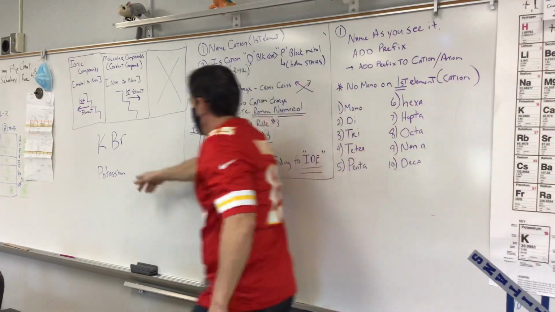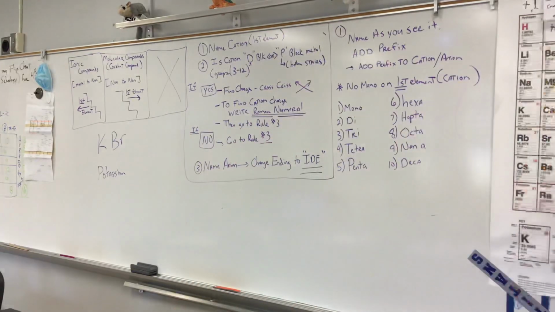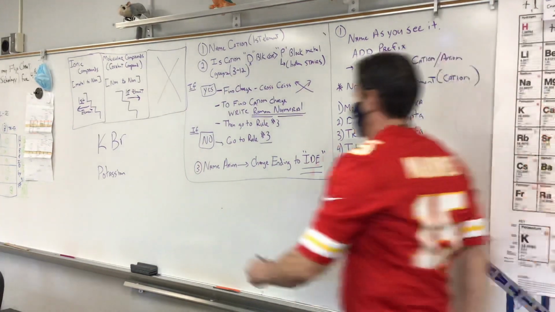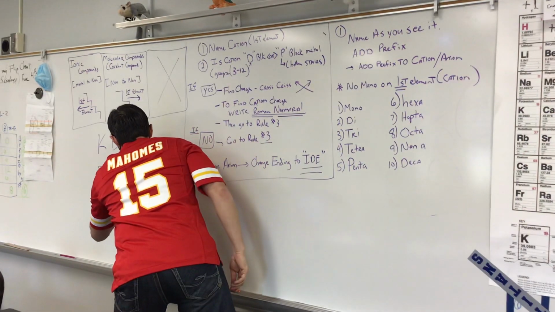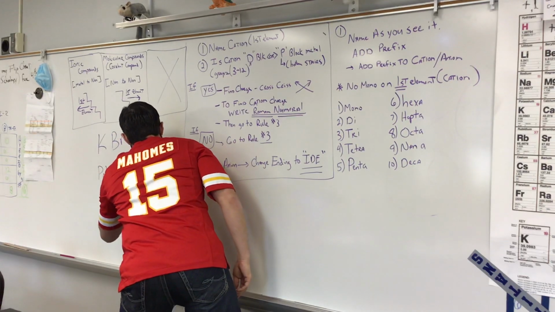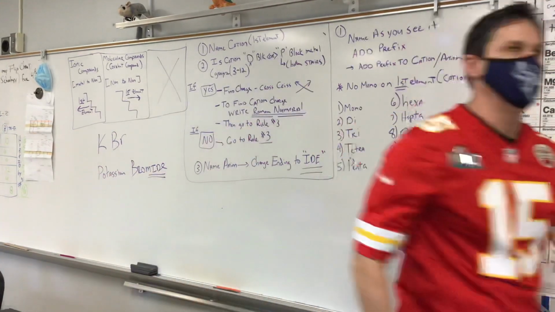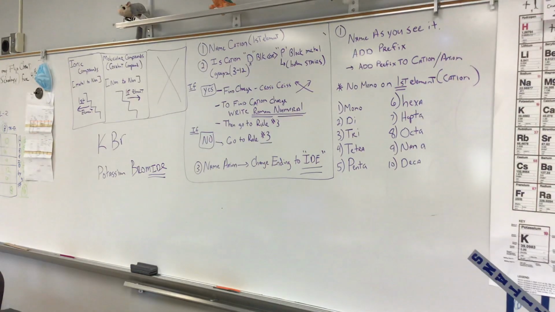Name the anion. Br, well, I don't know off the top of my head, so I just find it on the periodic table, which is right here. Oh, bromine. So I change the ending from bromine to bromide. B-R-O-M-I-D-E. Done. Potassium bromide. Very simple, so you see how easy it is. If the first element, the cation, is not a D or P block, I just name it pretty much as I see it.